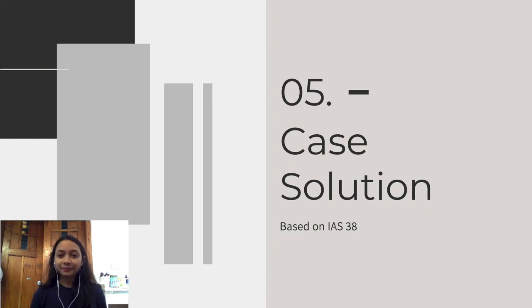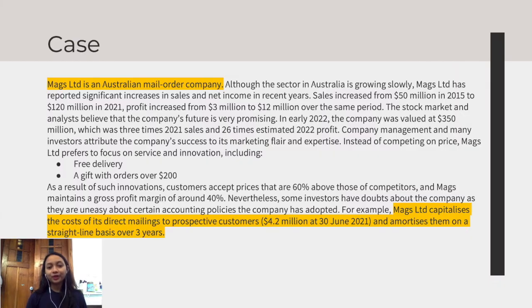So the example of opportunistic behavior can be seen in the case, in which I will also explain the case solution based on IAS 38. According to the case, Max Ltd is an Australian mail order company that has had substantial net income in the past years. However, there are some accounting treatments that are questionable, which make them very successful.